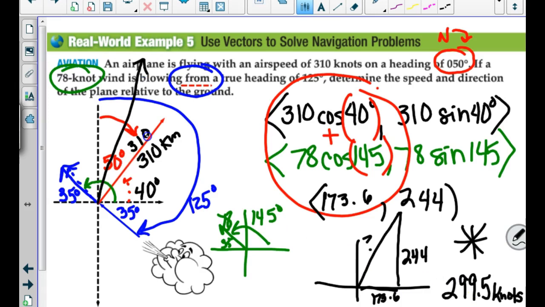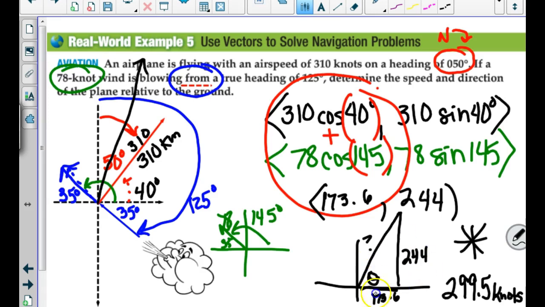Now let's think about this. It was trying to fly 310, but the wind is blowing crossways against it, so it slowed it down to almost 300. Does that make sense? Okay, reasonable? All right. Now the other thing they want is the direction of the plane relative to the ground. I would assume they want a bearing in here. So let's find this angle first.